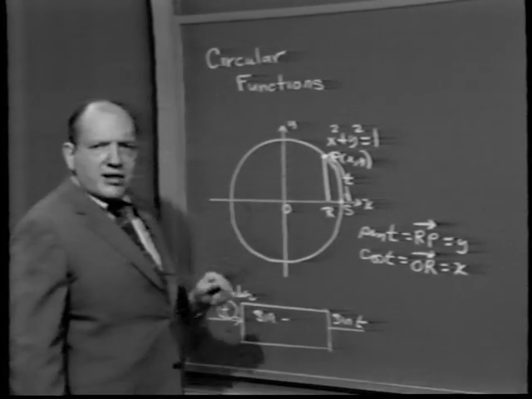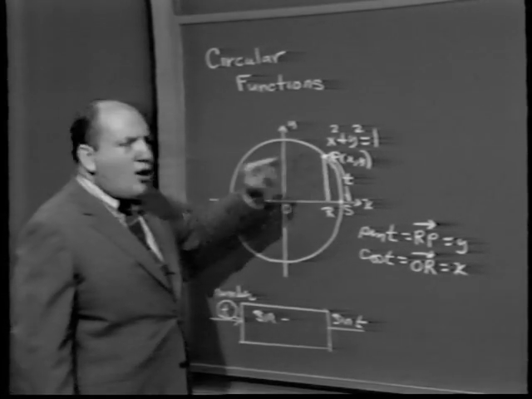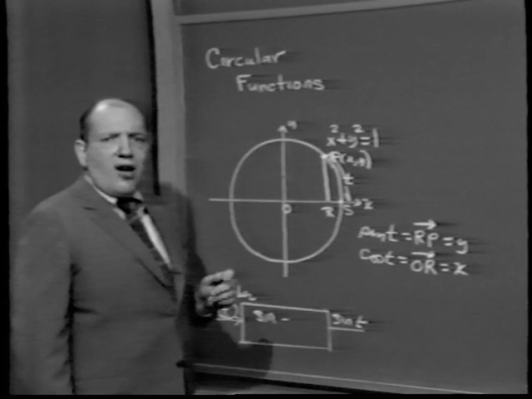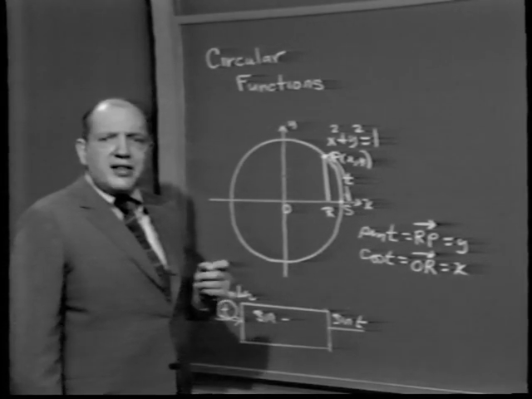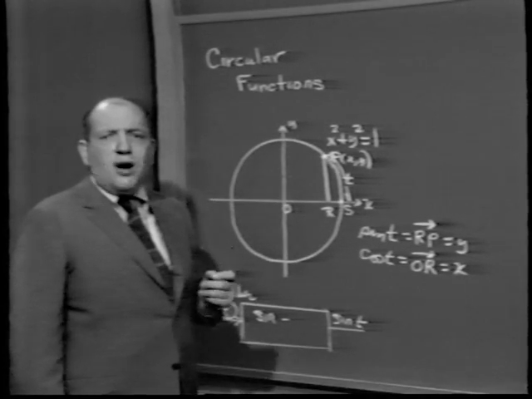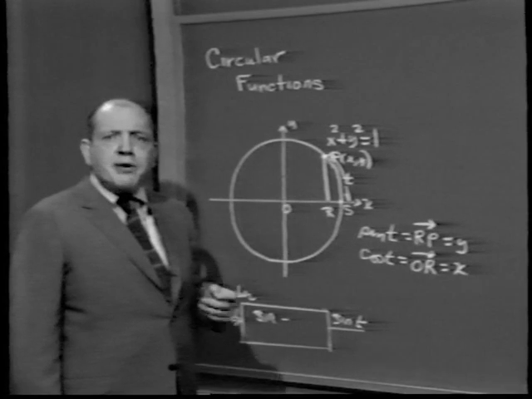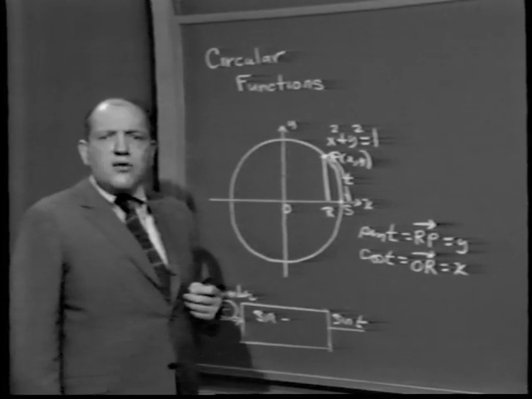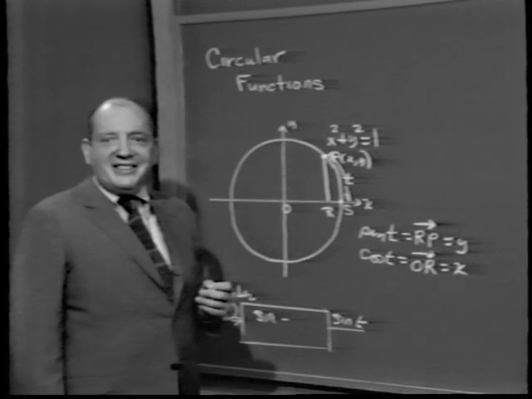Eventually it has to terminate someplace on the circle. Wherever it terminates, the x coordinate of the point of termination is called the cosine of t, and the y coordinate is called the sine of t. And notice that in this way, both the sine and the cosine are functions which map real numbers into real numbers. Okay, so that part, I hope, is clear.